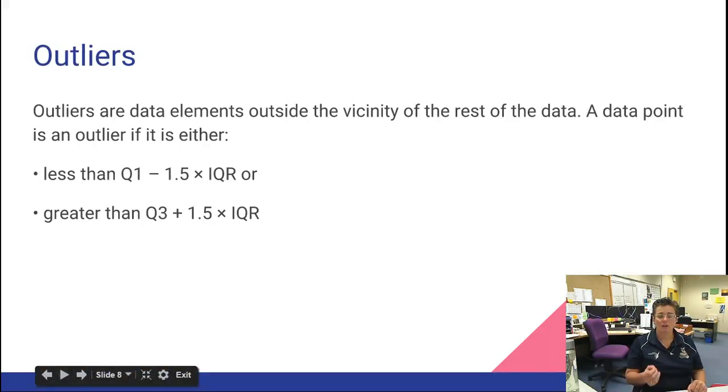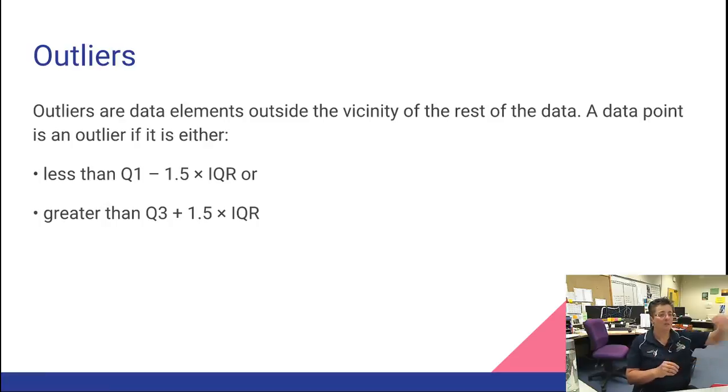And then once we know that information, we can work out what outliers are. So outliers are data elements that sit outside the vicinity of the rest of the data. So a data point that sits 1.5 interquartile ranges less than the Q1, but we'll go into actually calculating that later.